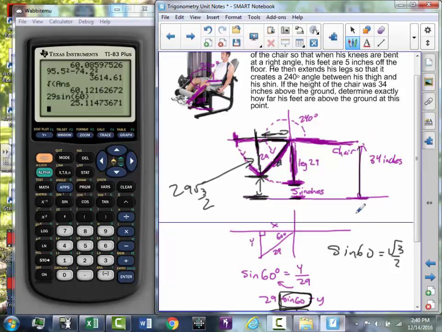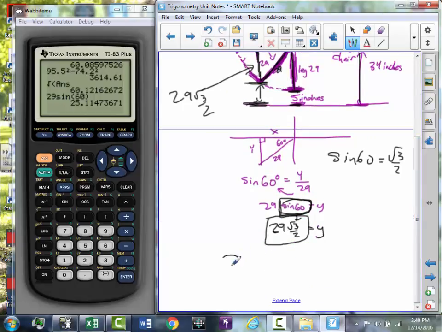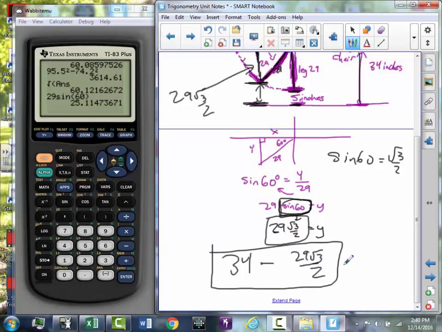As an exact value, your answer would be 34 minus 29 root 3 over 2. That would be your exact distance, as an unrounded value. That makes sense? Yeah? Alright, let's try another one.